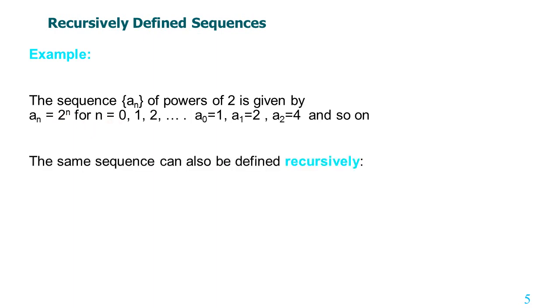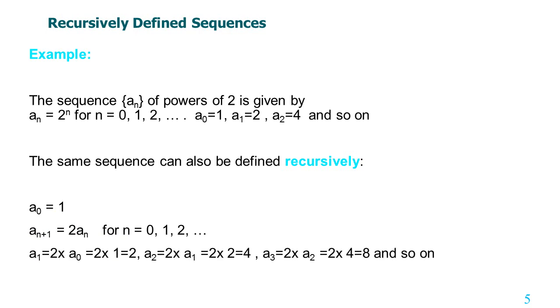The same sequence can be defined recursively. Here is the recursive definition of the sequence. It is written here as a_n+1 = 2 a_n. Now this should include an initial condition. Whenever we define a recursive sequence, it should be included with an initial condition. Here the initial condition is a0 = 1. In this way we can calculate the values of a1, a2, a3, a4, etc.